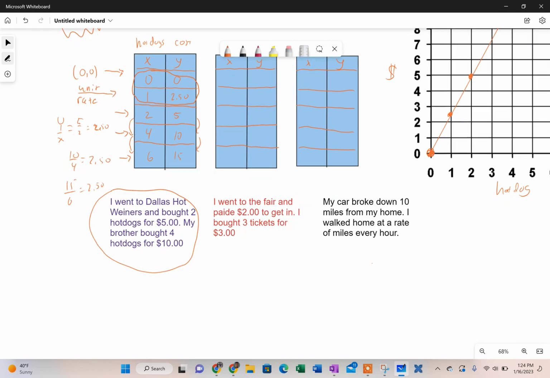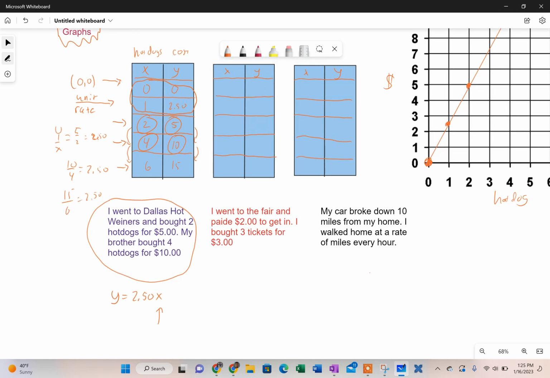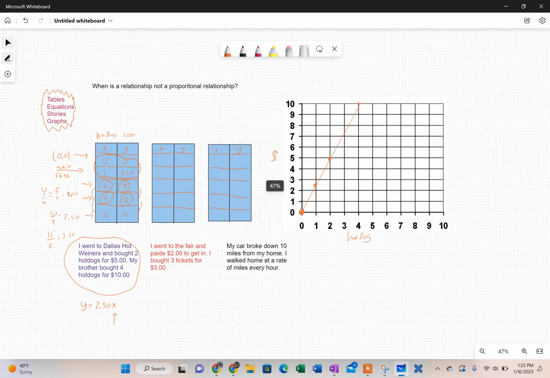So I can also write an equation: y equals 2.50x. For every 1 x, you have to multiply by 2.50. When x is 2, 2.50 times 2, y is 5. When x is 4, 2.50 times 4 is 10. So this is an example of a proportional relationship. Now let's take an example of some that are not proportional.